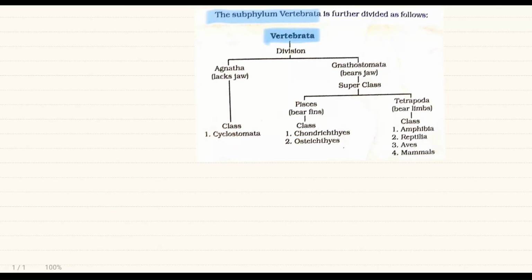The vertebrates are those in which the notochord is replaced by the vertebral column. And we can divide the Vertebrata into two divisions, that is Agnatha, that is jawless vertebrates which lack jaws, and Gnathostomata which have jaws. Under the Agnatha or the jawless vertebrates, we have a single class, and this is called as class Cyclostomata.